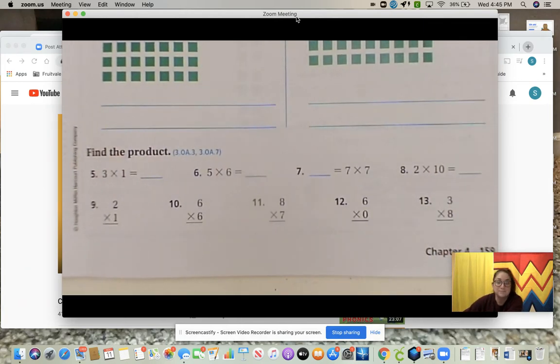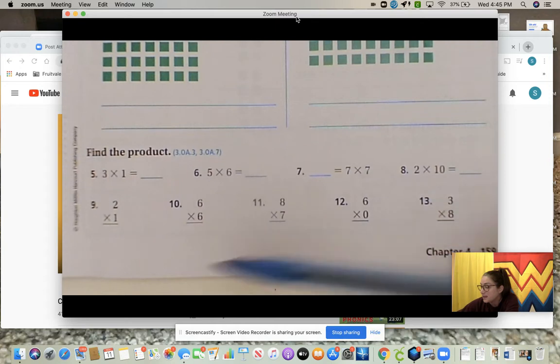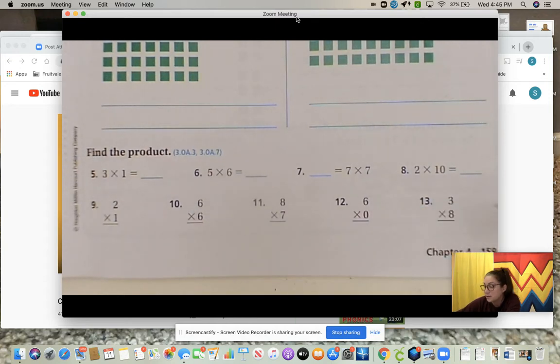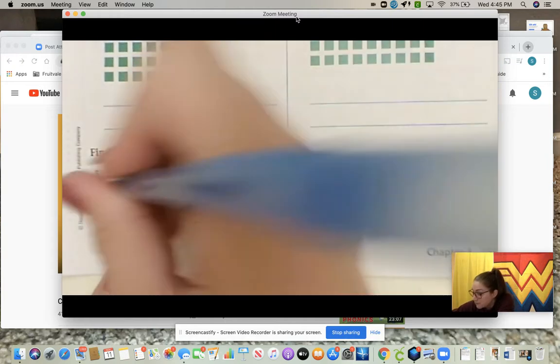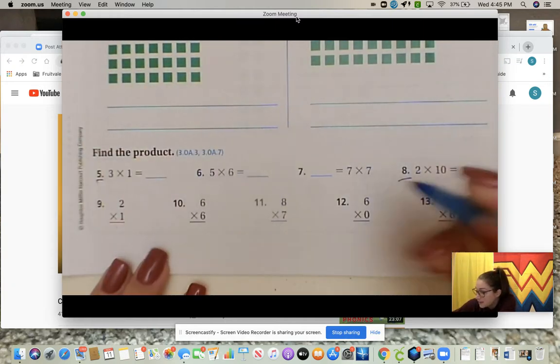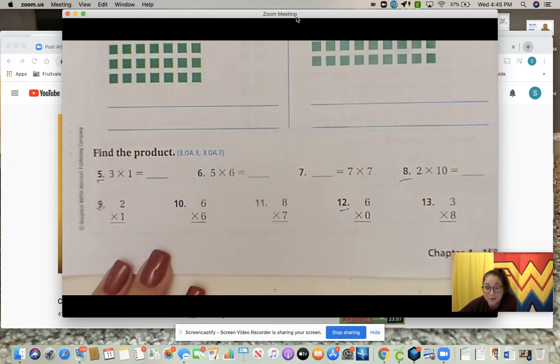5 through 13, I just want you to find, multiply them. But guess what? We're not in class, so you need to show your work. Except for number 8. You don't need 8. Okay, so 5, 8, 9, and 12, you don't need to show your work, but all the other ones you do.